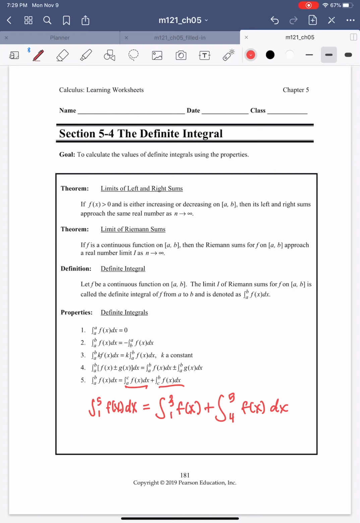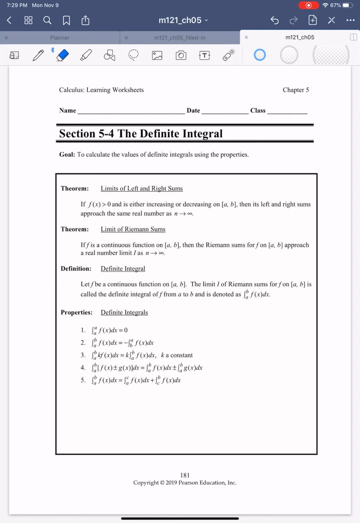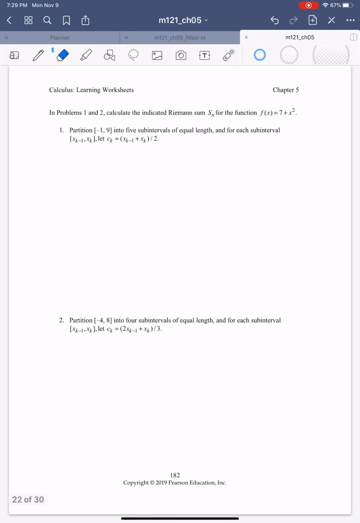So we are going to begin with these two concepts, the Riemann sum, for the first two problems. So actually calculate the area of the left rectangle and right rectangle, and eventually use the property to solve the problem. Okay, so let's go to the first problem. Problem 1 and 2, calculate the Riemann sum. So that's what S of n is, a sum of the function 7 plus x squared.